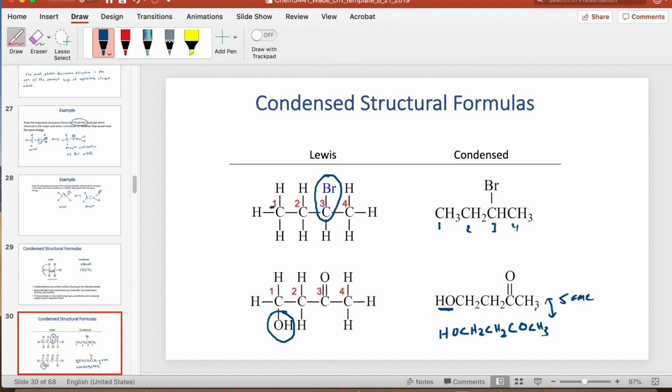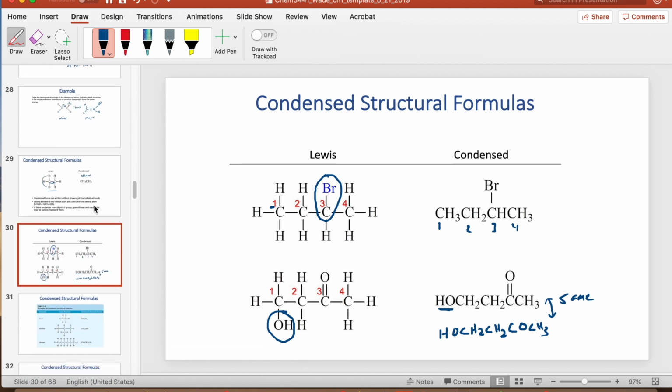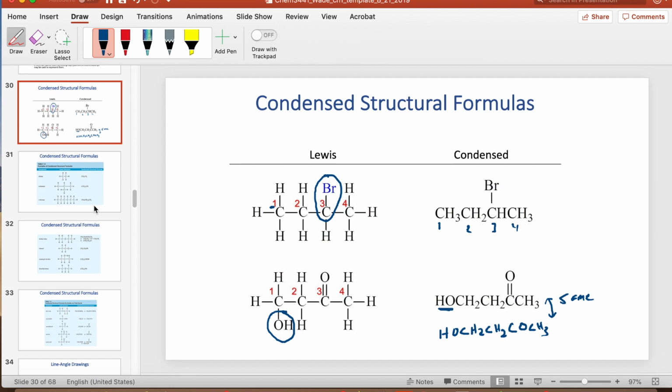Right, so you want to just sort of make sure that you kind of get the hang of some of these. More or less, they're shorthand because most of the time you're not going to see a structure drawn out like this. It'll in fact be drawn out like this over here in this condensed formula. And then we even actually have a more, I guess, lazy way of doing it when we look at these sort of line angle drawings. So here are just some examples for you.